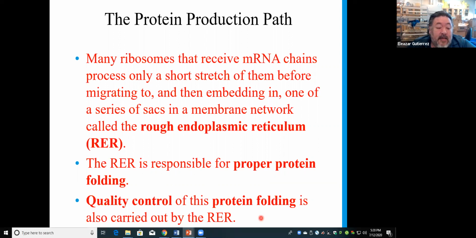Okay. Now, as if that weren't enough, the quality control of this protein folding is also carried out by the rough endoplasmic reticulum. So if it's folded properly, it keeps on going. If it's not folded properly, it comes back to be degraded, okay, to be broken apart. By who? A lysosome. We talked about them earlier.